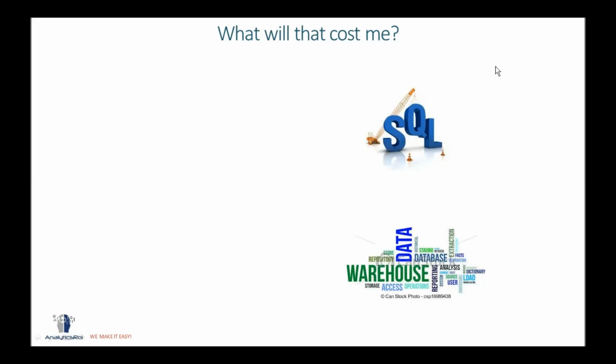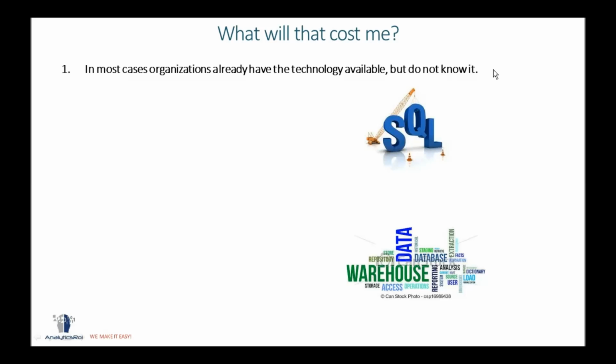Now you might be thinking, well, how much will that cost me? So this is what happens most of the time with most manufacturing organizations out there. Most manufacturing organizations already have the technology available to them, and they don't know about it. Or they may know they have these technologies available, but they may not have the technical skills in-house, and therefore these technologies are not in use.